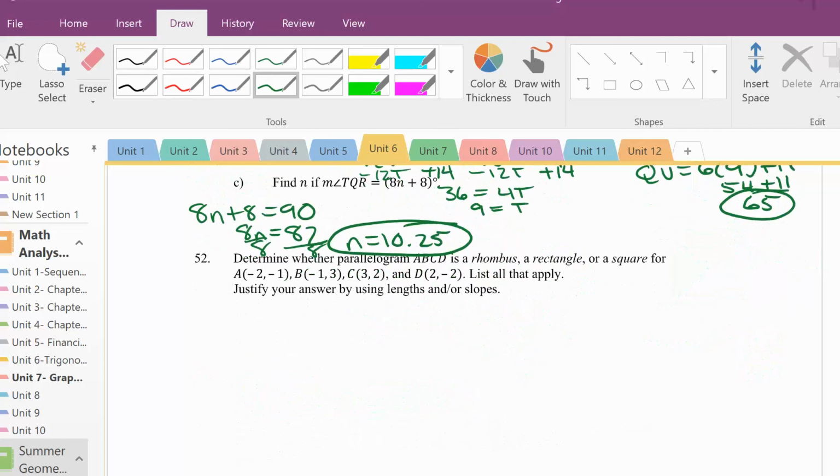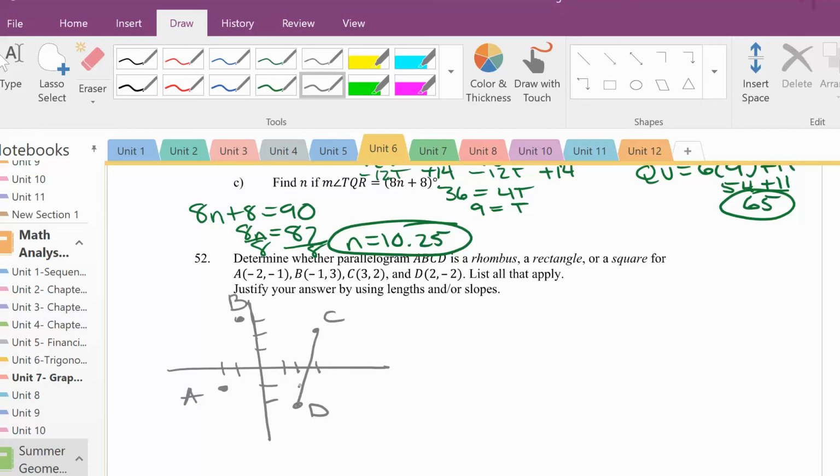All right, so last here, it says determine whether ABCD is a rhombus, rectangle, or a square. Determine all that apply. Well, first thing I would do is I would graph it so I know what it looks like. So here's A. B is -1, 3. C is 3, 2. And D is 2, -2.